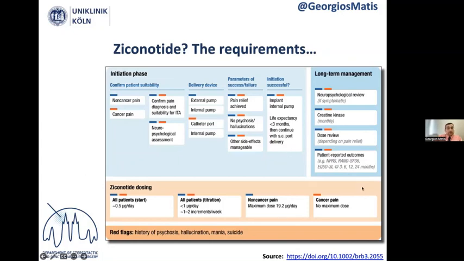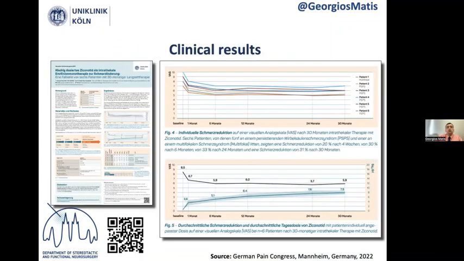If the patients have cancer pain, we don't have any maximum dose. If the patients have non-cancer pain, then we have a maximum dose of 19.2 micrograms per day. And we think that it's better to start with a dose of 0.5 or 0.6 micrograms per day and increase the dose once or twice per week. Red flags, and this is really important: a history of psychosis, of hallucination, of mania, or suicide.